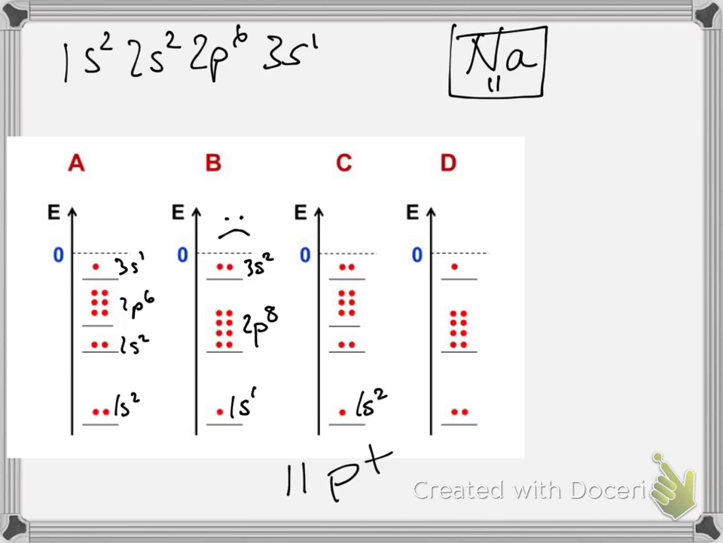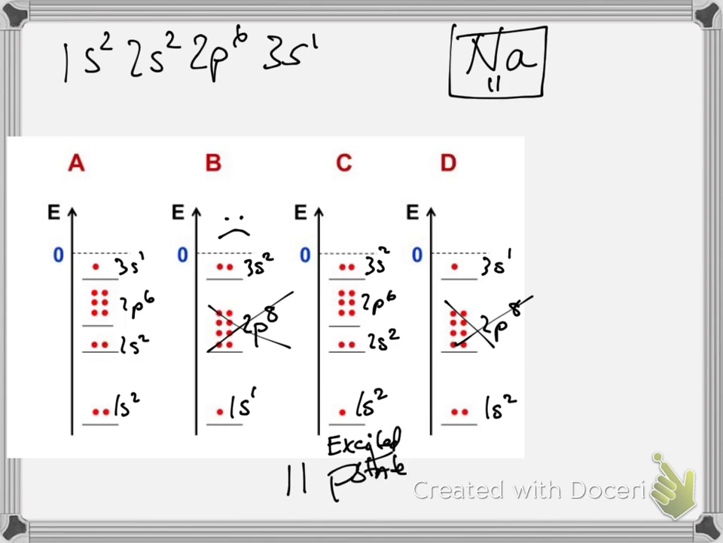C is 1s1, 2s2, 2p6, 3s2. So it looks like an electron has been promoted from the 1s up to the 3s. So C is definitely not the ground state. And then we look at D, 1s2, 2p8, 3s1. The 2p8 is definitely wrong.